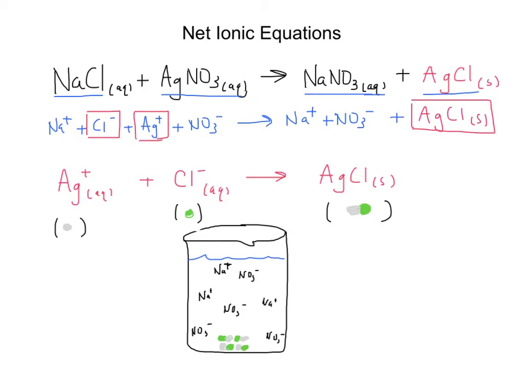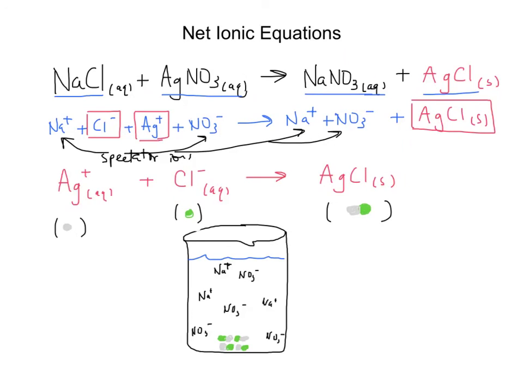And if you get rid of everything else, these things that don't really change here, we call those spectator ions. We can eliminate those and then just write the equation that you see here in red, where we have silver ion plus chloride ion giving us silver chloride.